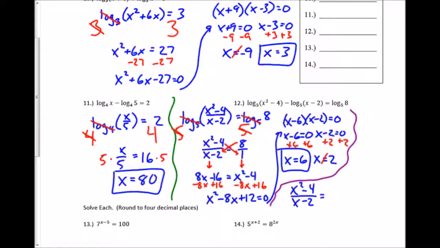Keep in mind that x squared minus 4 is actually x plus 2 times x minus 2 if I factor it. So if I bring that up here, that's x plus 2, x minus 2, all over the x minus 2. And you can kind of see what's going to happen. Those x minus 2's are actually going to cancel out. So I'm just going to be left with an x plus 2 equals 8. And so it kind of takes care of that extraneous solution for me. I subtract that 2 from each side, and I find out that x equals 6 is my only solution. Okay? So those are the two ways that you can approach that problem.